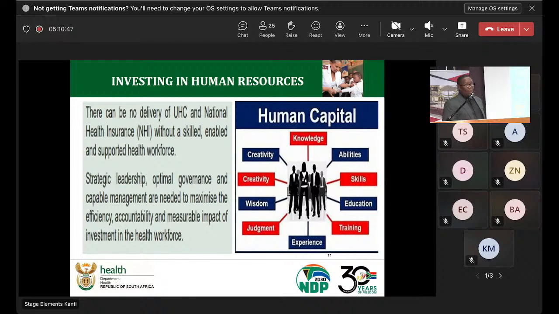So that is our language now. So next time when you talk to people, tell them that human resources for health, we are the human capital that the organization needs. And please convince them, as I continue to convince them to give us money.